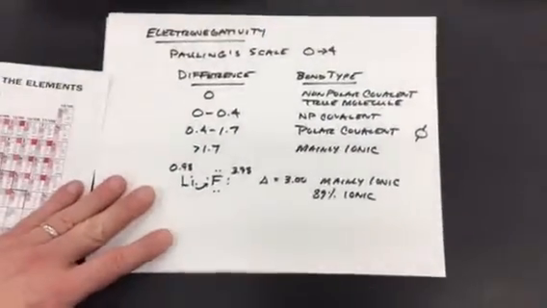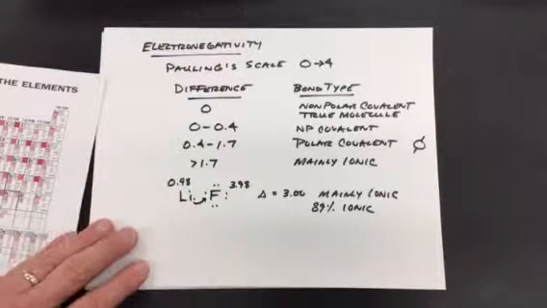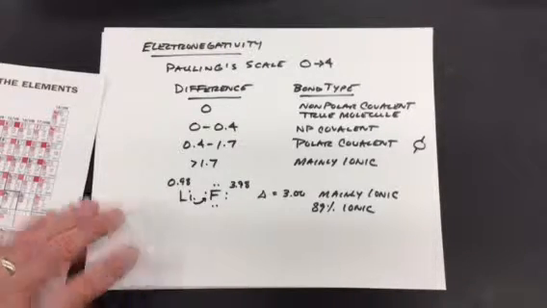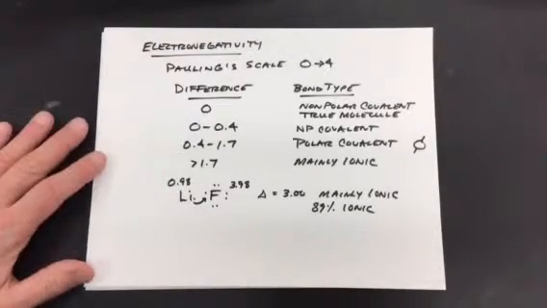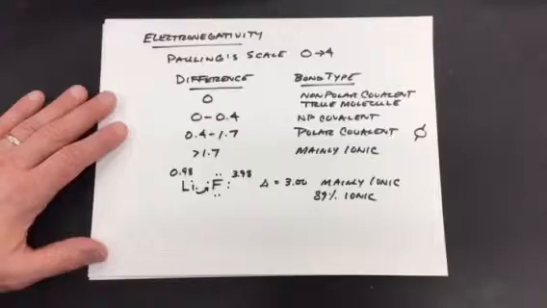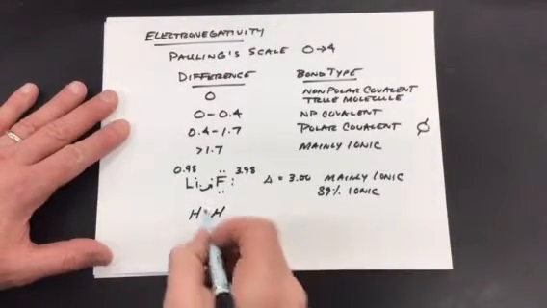Now remember, that old professor, he said, bonds are never 100% ionic, never 100% covalent unless they're the same atom. So the difference between those two suggests that you do have 11% covalency there, which is kind of interesting to think about. Doing an example like hydrogen, the two atoms are identical.